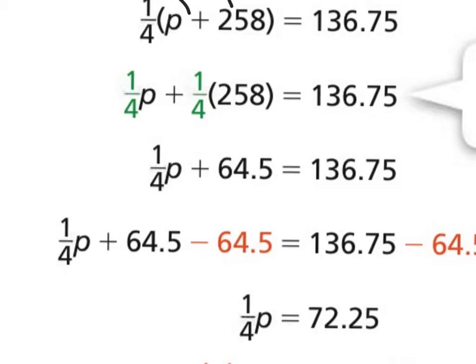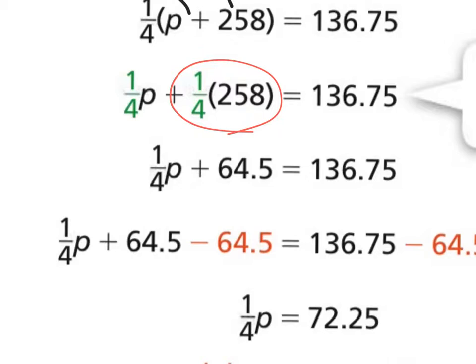So to find that, there are two ways of doing it. One way to find 1/4 of something is dividing it by 4, so 258 divided by 4. Another way we could do that, since 1/4 is a nice decimal, is 0.25 times 258. And that would be how we could get that 64.5.